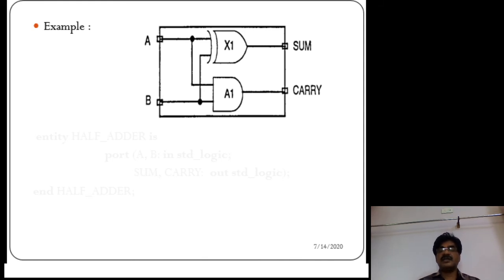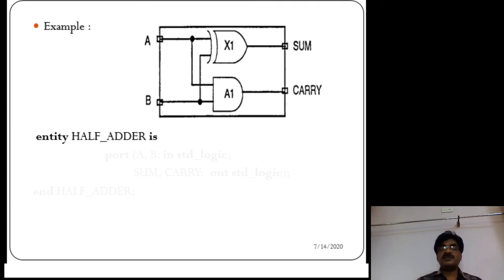Already you know the syntax of entity. It starts with the word entity. Then as per syntax, the name of the entity, which I said already is a user defined name. Here I named it half underscore adder, followed by is. This is the first line. To write the name, you need to follow certain rules. Usually the name is referred to as an identifier in the language. What rules you need to follow for identifiers, you can see in the further classes.